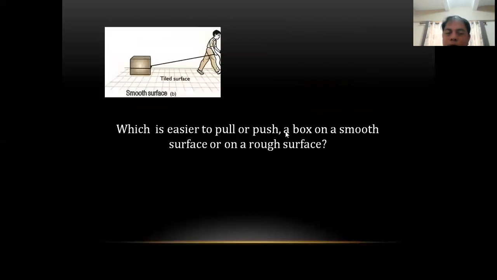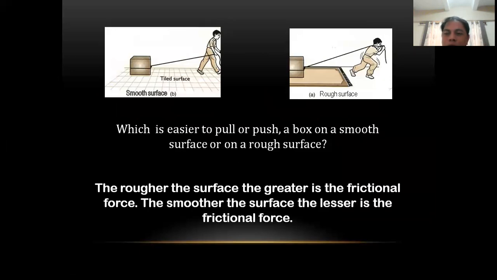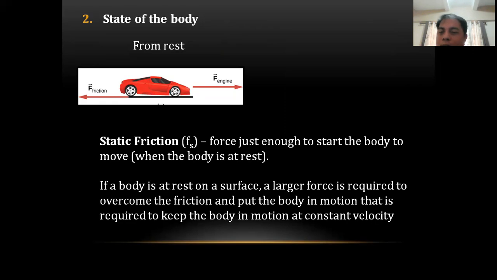Okay, so that's the first factor that we identify, the nature of our surface. Now, the next one is the state of the body, whether the body is completely at rest or the body is in motion. They have two distinct amounts of friction. We call the first type static friction, the one that causes the body to not move.